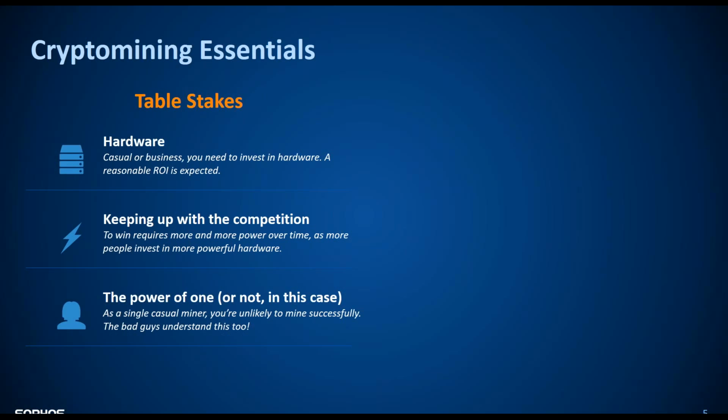So first thing is, of course, you need hardware. You need to keep up to date. So you have to keep up with the competition, like always. You have to invest to get a cut, of course. And the problem is it's the power of one. When talking about cryptocurrencies, there is no power of one. As a single miner, you're very unlikely to mine successfully. And the bad guys also understand this.